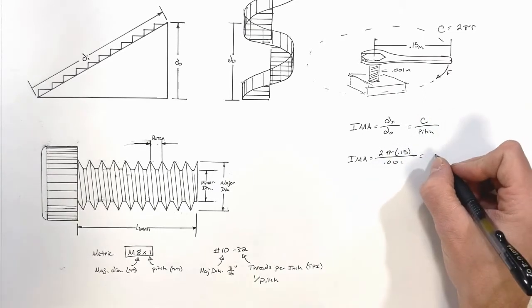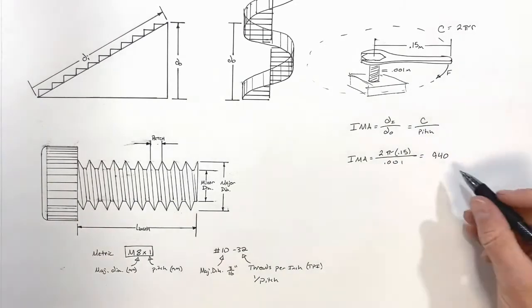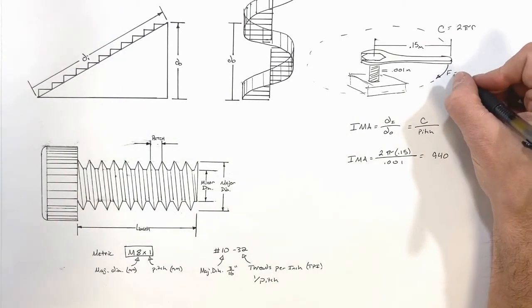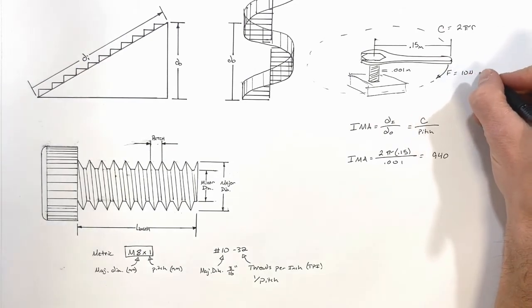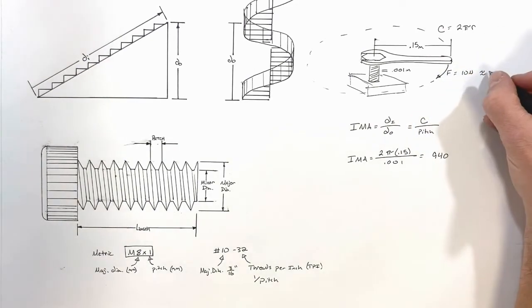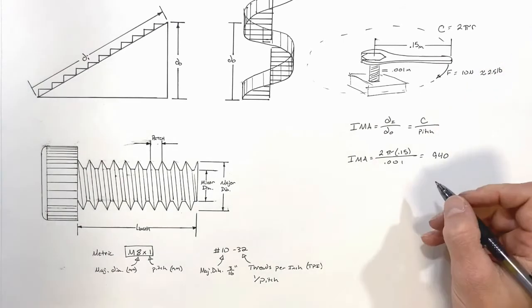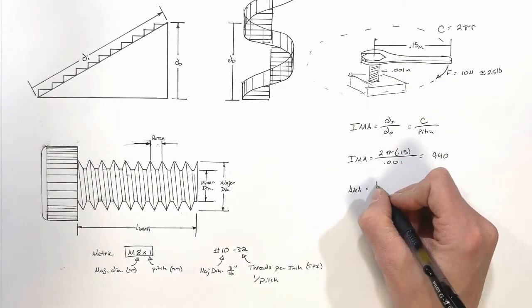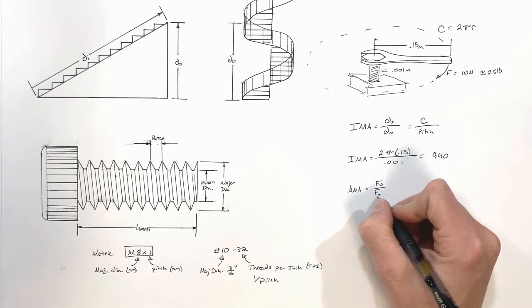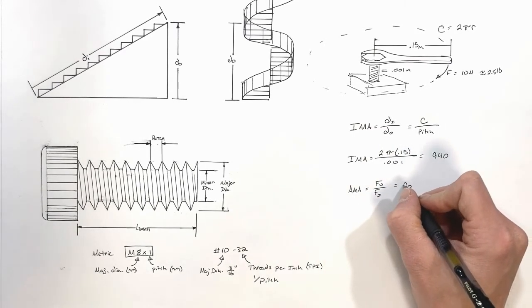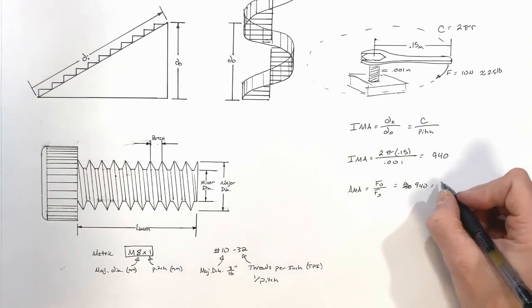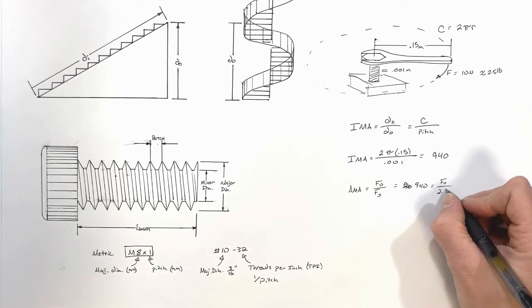Now this works out to be 940. That's an enormous IMA. What this means is if we were to put a force on this of 10 newtons, realize that's roughly 2.5 pounds. Looking at this AMA, now assuming this was 100% efficient, this means the AMA, being F out over F in, if this was 100% efficient, we would have an output force over 2.5.